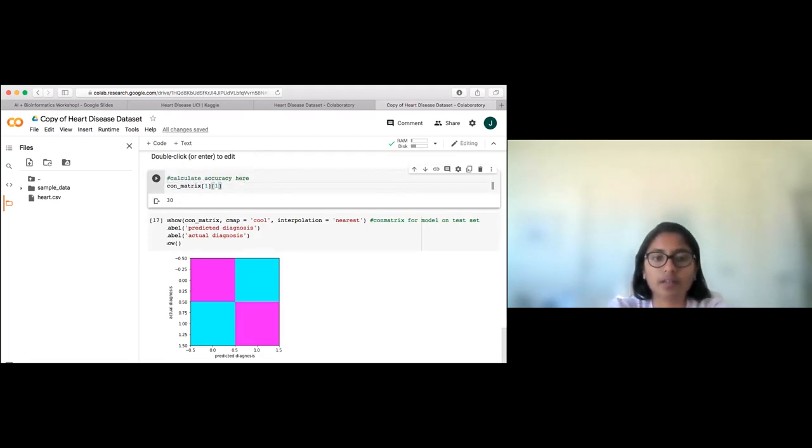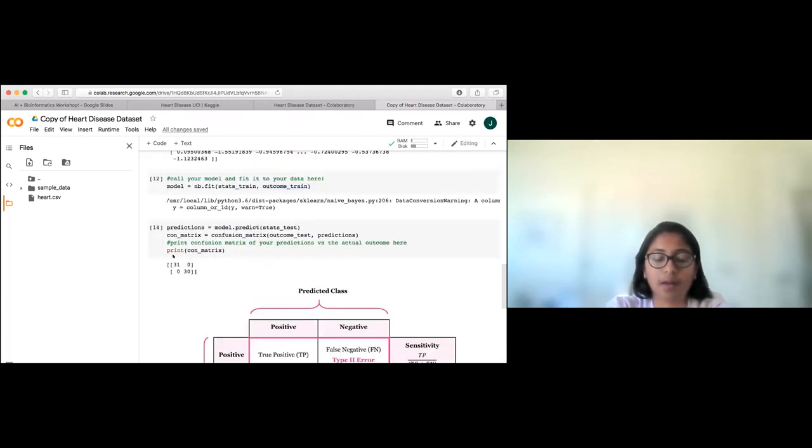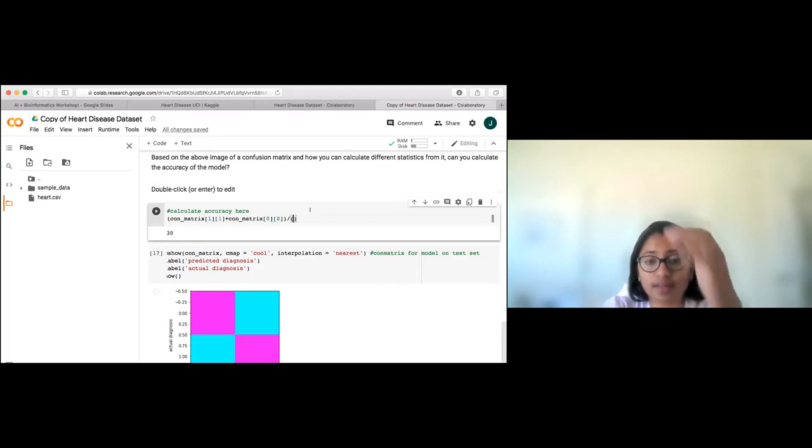So basically like that. And then in parentheses, because of the order of operations, I would divide that by the total number of values. That would take a while to type, but basically I would add up all of those, and then that should give me my accuracy.